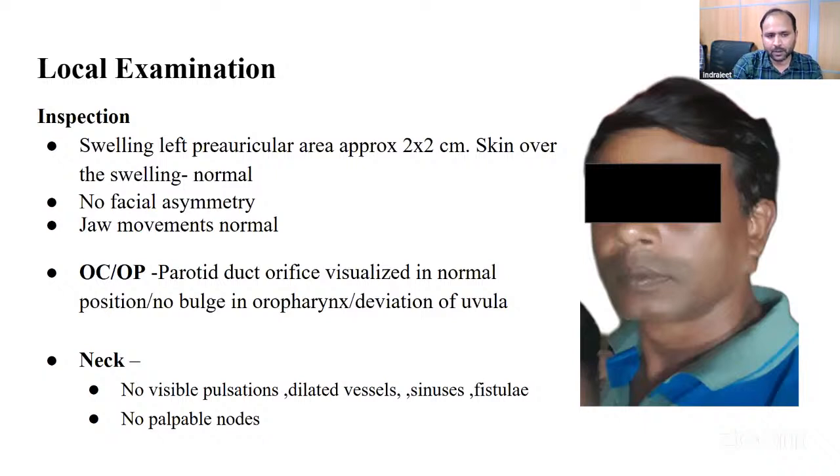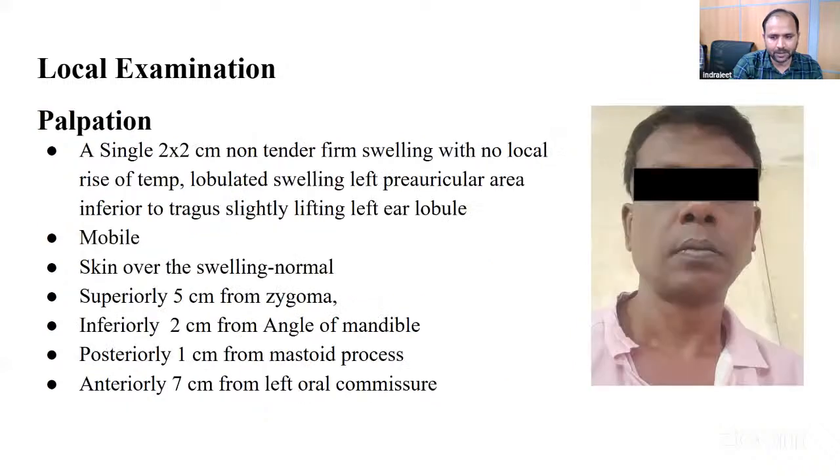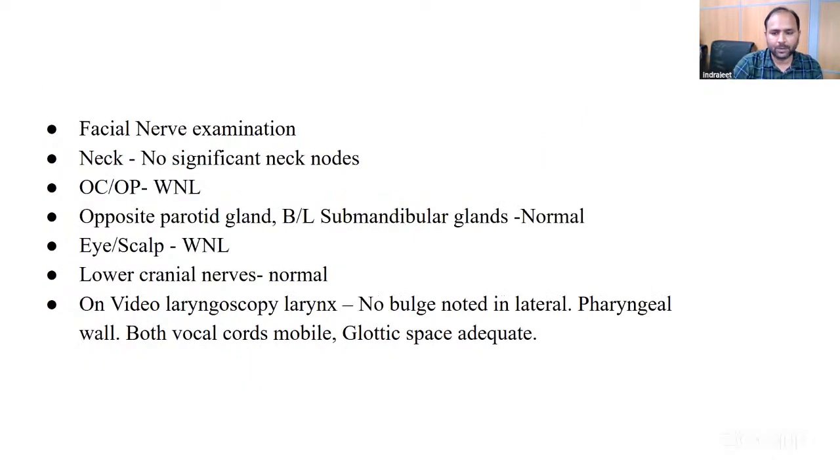On inspection of the neck, there was no visible pulsation, dilated vessels, sinuses, or fistulae. There was no visible swelling like a node. On palpation, a single 2 into 2 centimeter non-tender firm swelling with no local rise of temperature. The swelling was lobulated, present in the left preauricular area, inferior to the tragus, slightly lifting the left ear lobule. It was mobile. Skin over the swelling was normal, and superiorly it was 5 centimeters from the zygoma, inferiorly 2 centimeters from the angle of mandible, posteriorly 1 centimeter from the mastoid process, and anteriorly 7 centimeters from the left oral commissure.